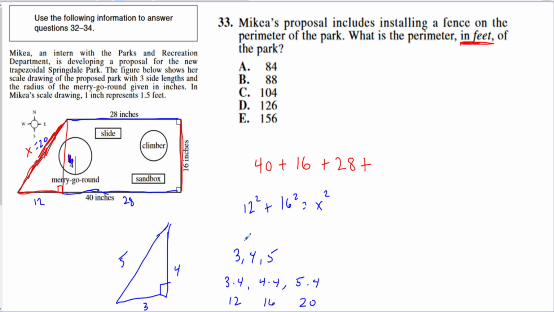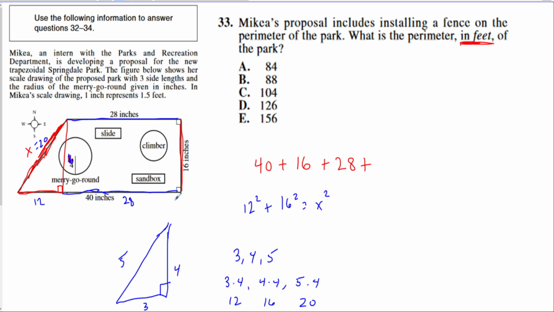So for example, times 2, times 2, times 2, I know that 6, 8, and 10 also makes a Pythagorean triple. So if you can start recognizing that the legs are a multiple of 3, a multiple of 4, that means that the last one will have to be a multiple of 5, right? So that's something that you can try out as a test-taking strategy.